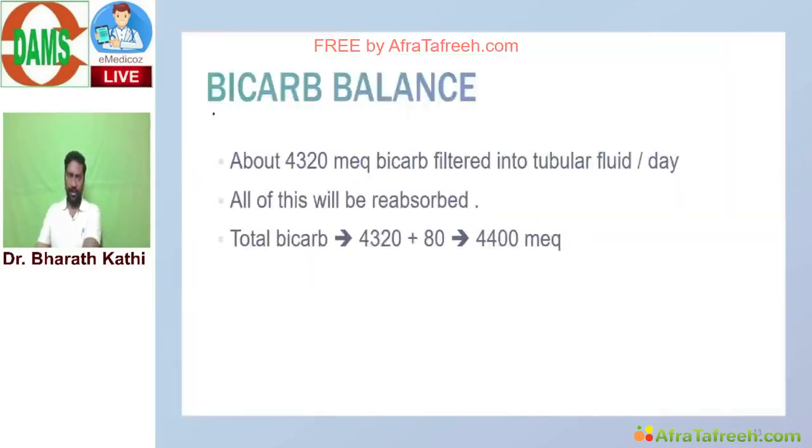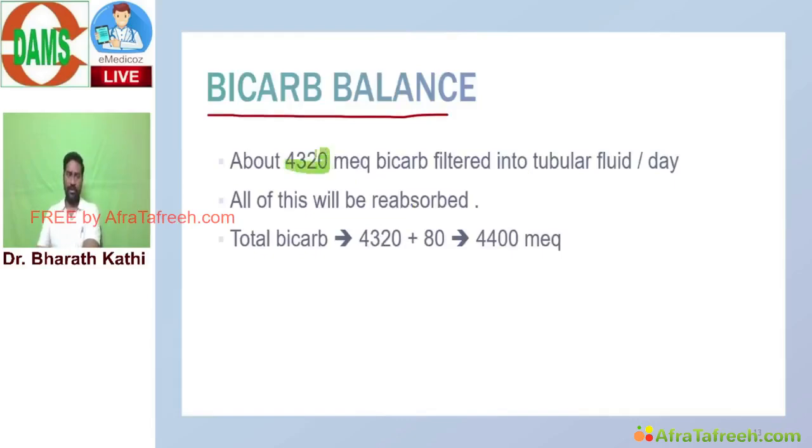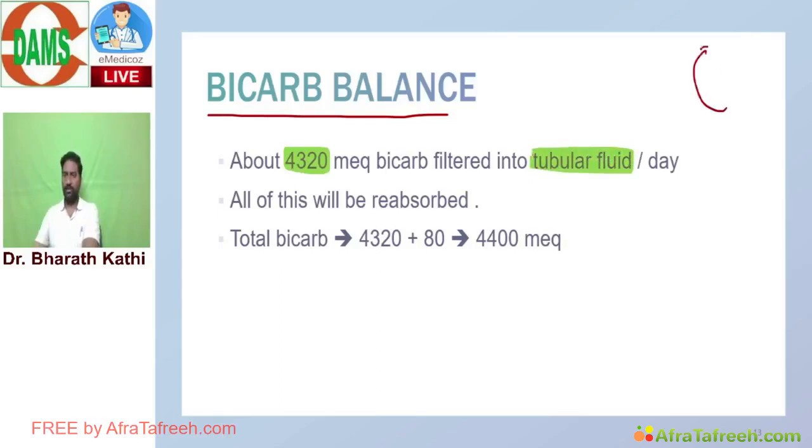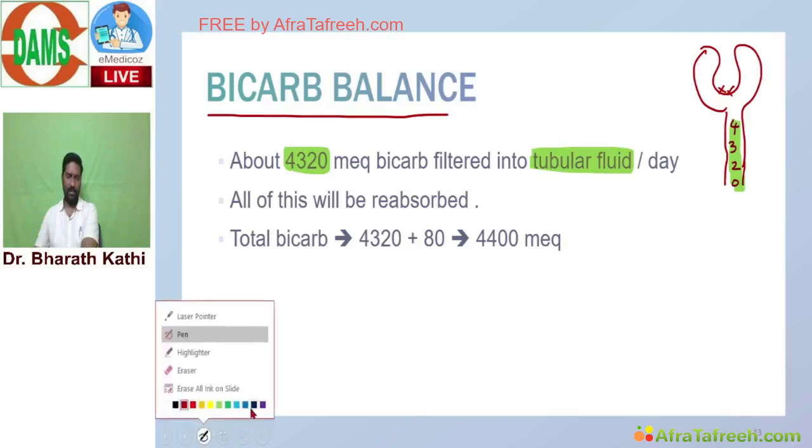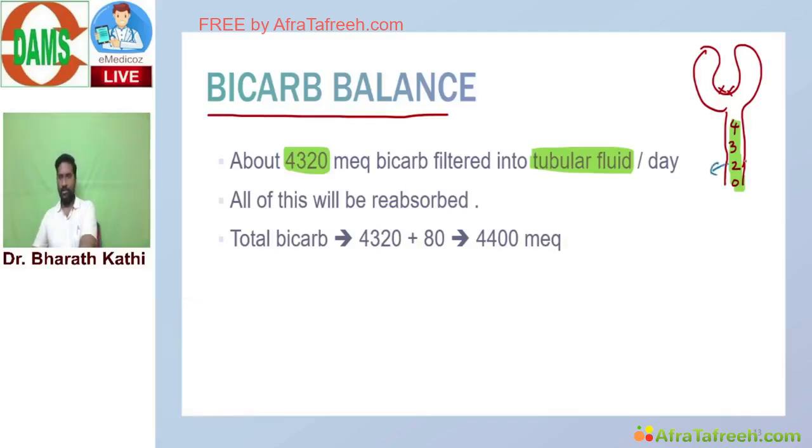Then coming to the bicarbonate balance. These are the few important numbers that you should know. Daily about 4320 milliequivalents of bicarbonate is filtered into the tubular fluid per day. You know that this is your glomerulus. Into the tubular fluid about 4320 milliequivalents of bicarbonate is coming, and all this bicarbonate should be later taken into the body. All this bicarbonate from the urine will be taken into the body.